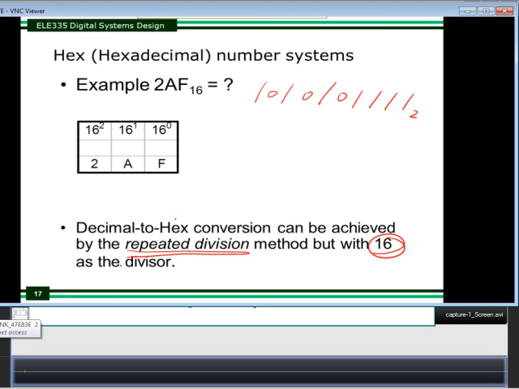Okay, is that the correct answer? No, why? It's the correct binary answer, it's not the correct decimal answer. That's okay, you just made a mistake. The answer is 687 to the base 10. Does everyone understand how I got that answer?